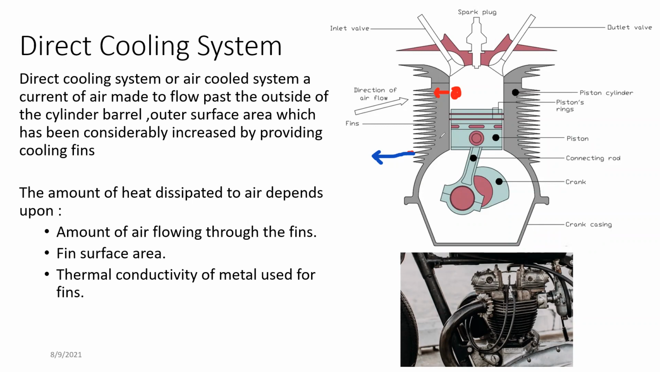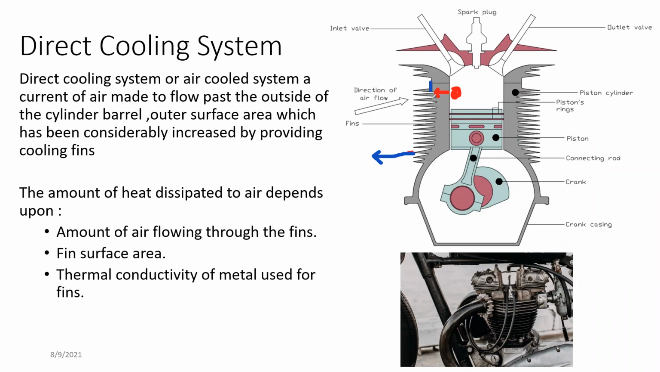First one is the amount of air flowing around the fins. So how much air can be passed through this? If more air flows through, or the higher the air speed around this, then the higher the engine cooling will be. And the second one is fin surface area. That means how much surface area is available.